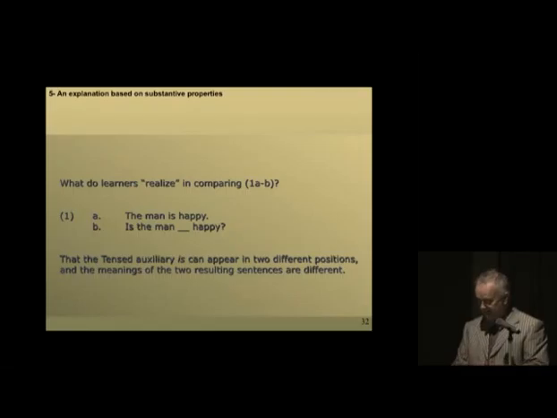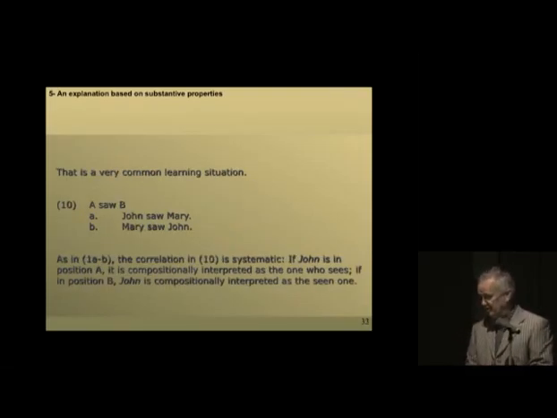That's a very basic observation. Okay? Now, that is a very common learning situation in language, especially a language like English where word order is heavily grammatical. Okay? As in 1A and 1B, the correlation in 10 is also very systematic. If John is in position A, it's compositionally interpreted as the one who sees. If it's in position B, John is compositionally interpreted as the seen one.